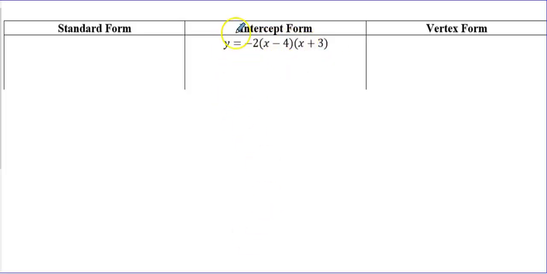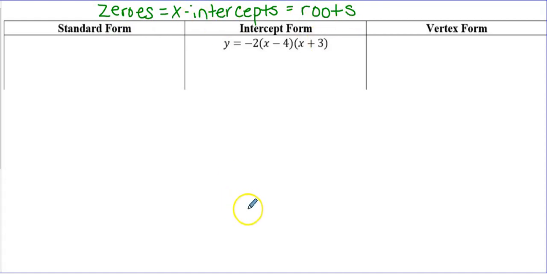We're given intercept form, so let's identify what our zeros are. Again, if you want to write this somewhere, maybe down at the bottom of your page, zeros equals x-intercepts, also equals roots. So these words are used interchangeably. If you hear me say zeros, x-intercepts, or roots, I'm talking about the same thing. These are all where the graph crosses the x-axis. Okay, so it's all where y equals 0 or where it crosses the x-axis.